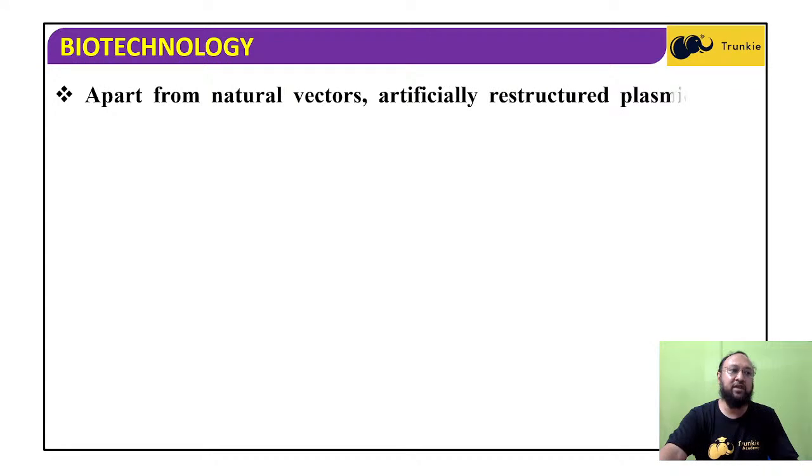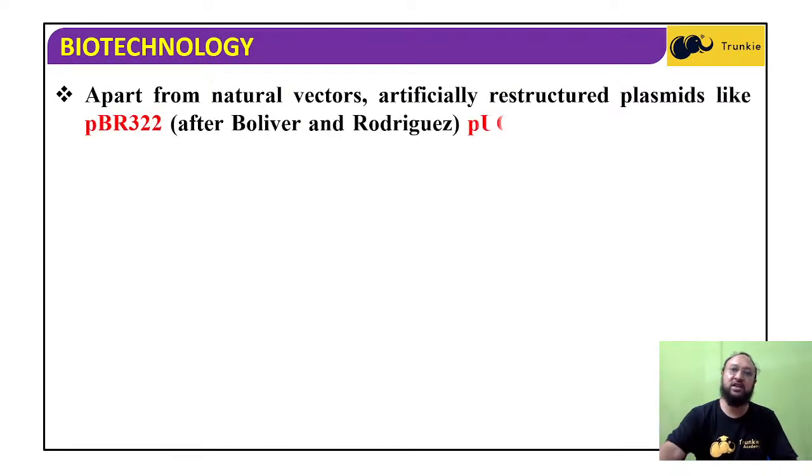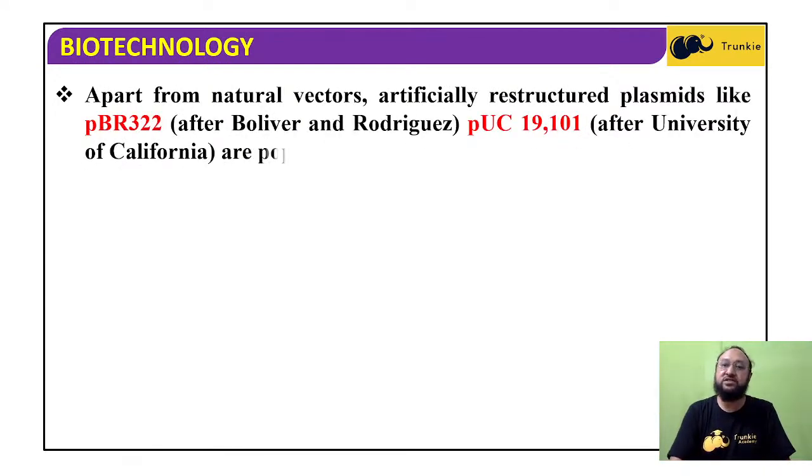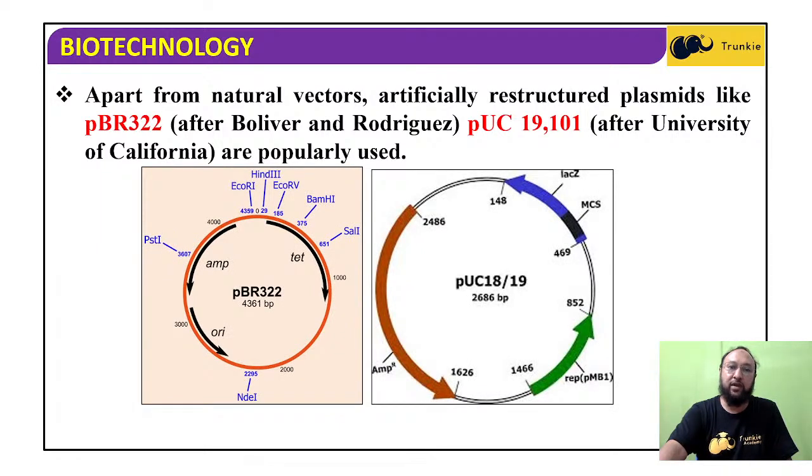Apart from the natural vectors, artificially restructured plasmids called pBR322, after Bolivar and Rodriguez, the scientists, and pUC19, after the University of California, are popularly used as artificially restructured plasmids. These are done in the lab.